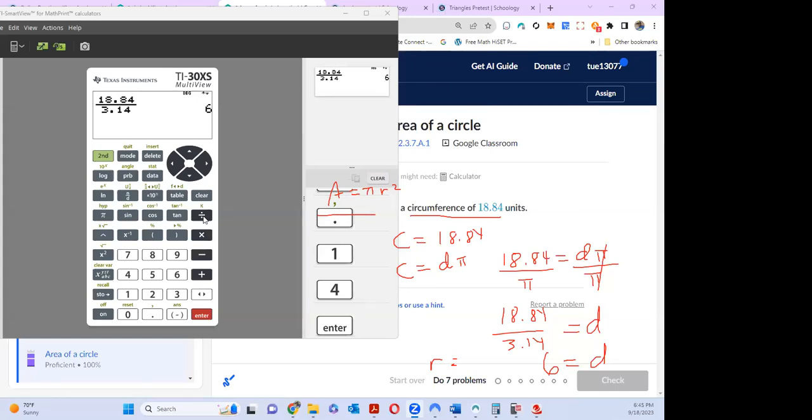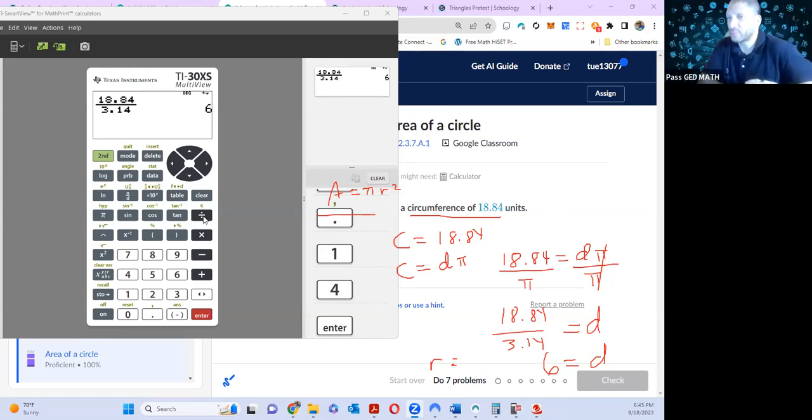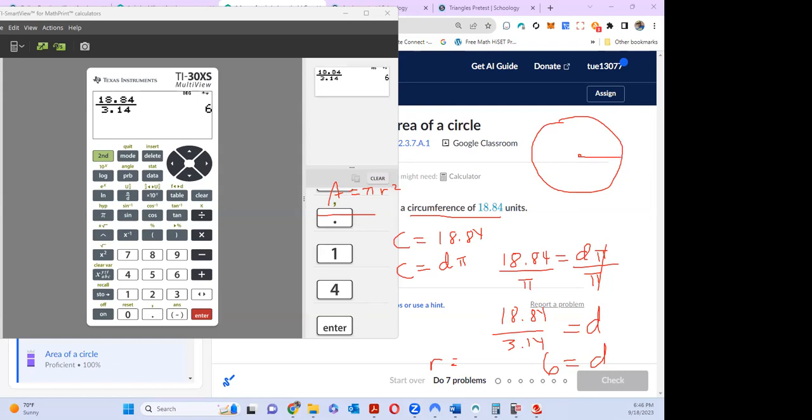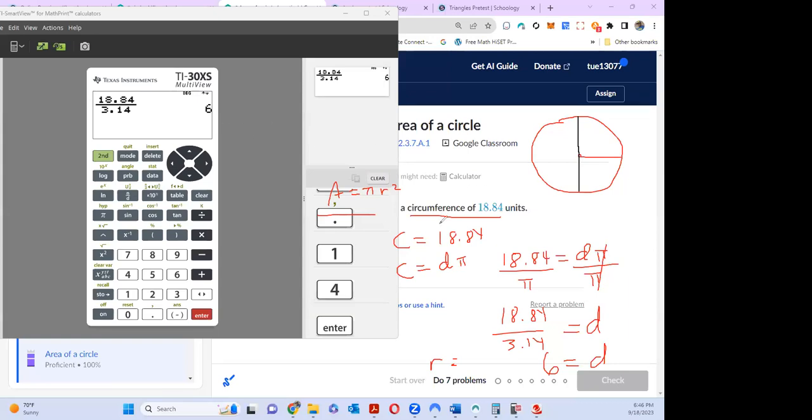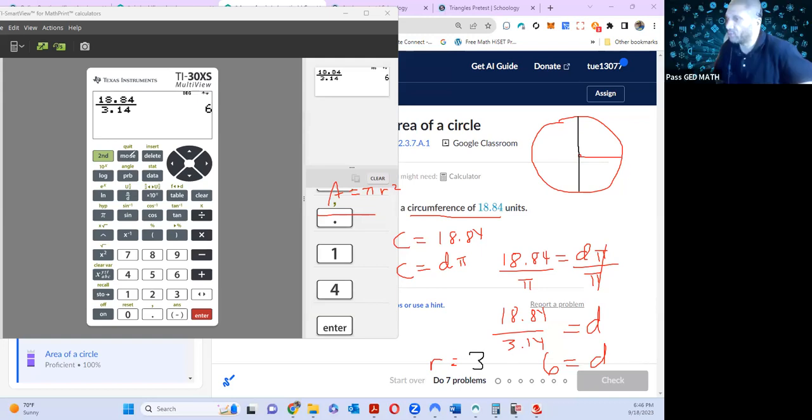Twelve? Why did you say 12? Remember, you have to visualize that circle in your head. The radius is from the center to the edge. The diameter is twice as big because it goes from one side through the center to the other side. So my radius is 3.